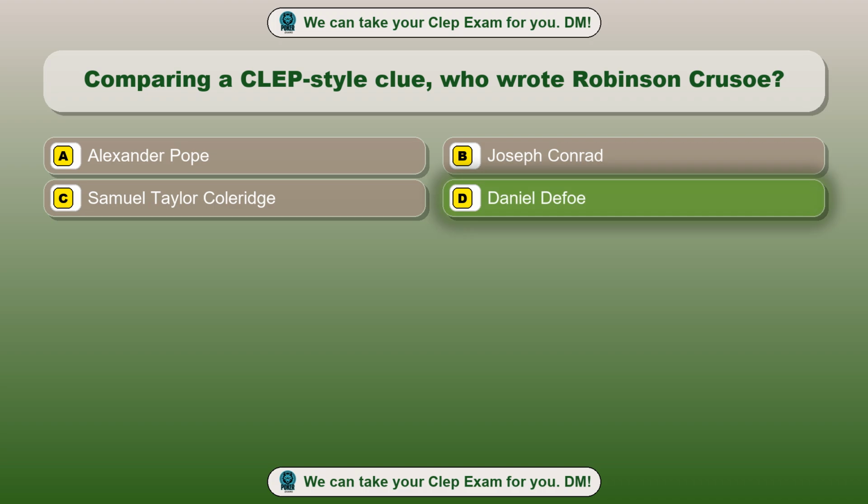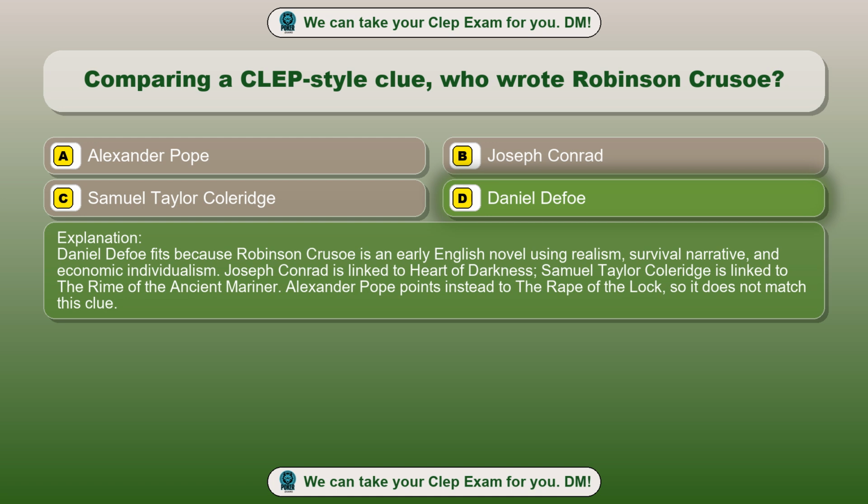Daniel Defoe. Daniel Defoe fits because Robinson Crusoe is an early English novel using realism, survival narrative, and economic individualism. Joseph Conrad is linked to Heart of Darkness. Samuel Taylor Coleridge is linked to The Rime of the Ancient Mariner. Alexander Pope points instead to The Rape of the Lock, so it does not match this clue.